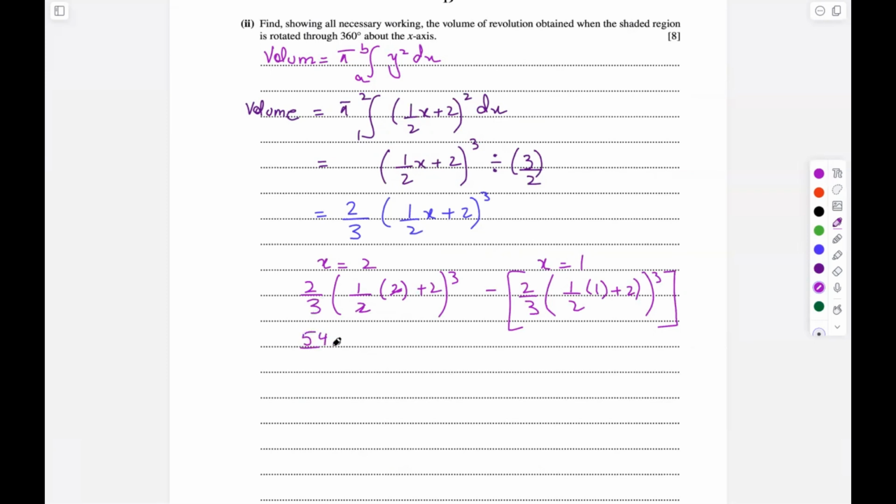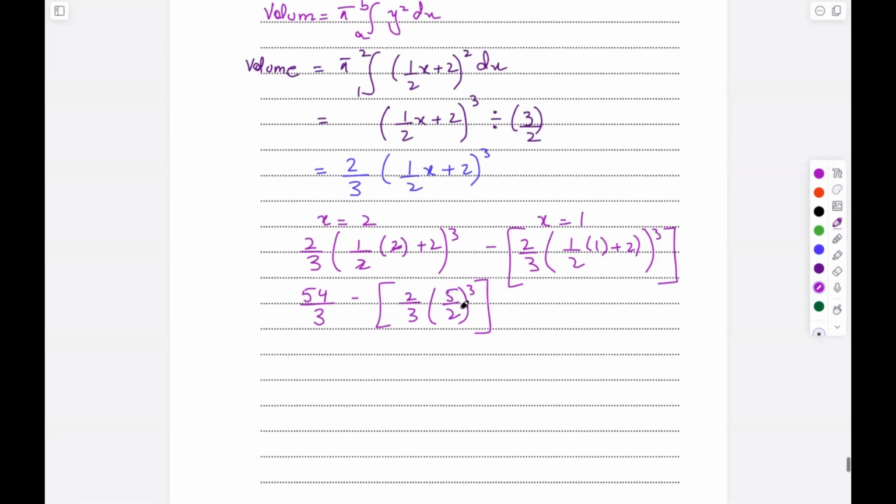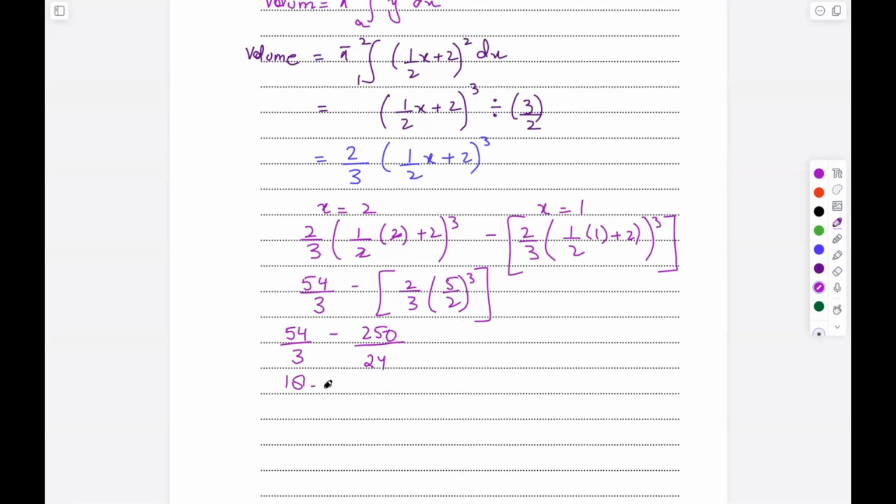So this will become 54 upon 3, and this will subtract from the lower limit. So this will become half plus 2. So half plus 2 is 2 whole 1 upon 2, or 5 upon 2. And we can write it as 2 upon 3 into (5 upon 2) whole cube. Simplifying this, we'll get, so 5 cube is 125. 125 times 2 will become 250. So this will become 54 upon 3 minus 250 upon 24. 2 cube is 8, and 8 times 3 will become 24. So 54 upon 3 is 18, and 18 minus 250 upon 24.